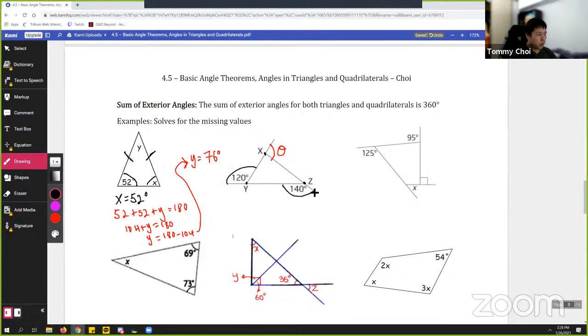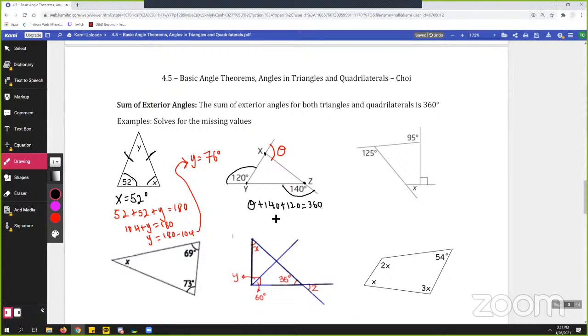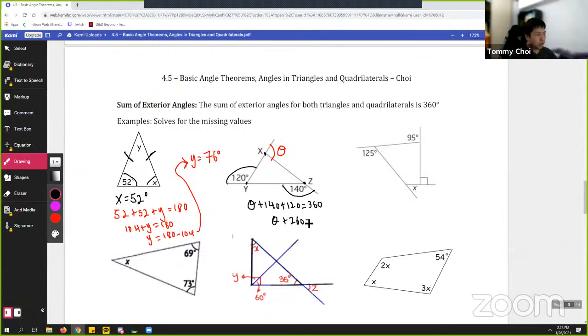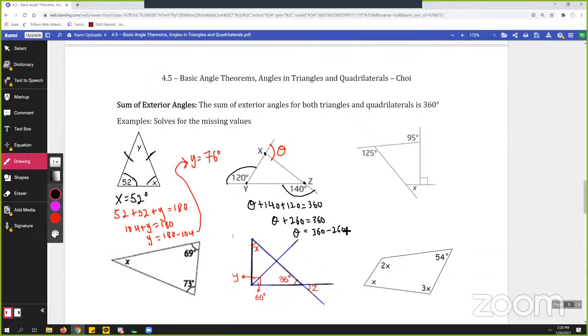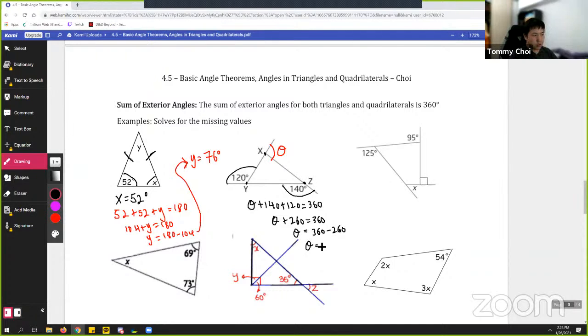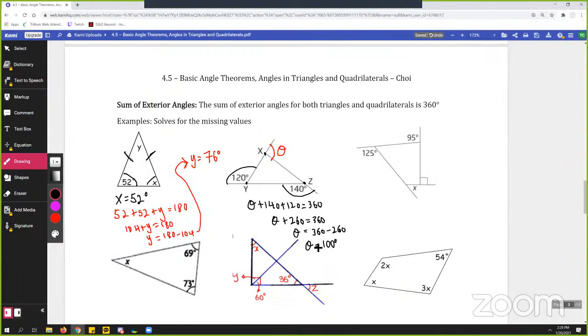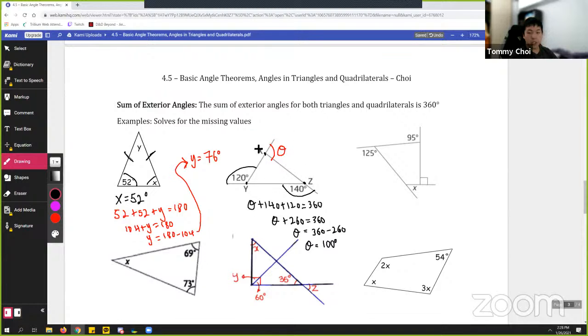The exterior angles are here, 140 and 120. And theta is also an exterior angle. So the rule is that all exterior angles add to 360. So my equation would be theta plus 140 plus 120 would equal 360. So theta plus 260 will equal 360. Theta equals 360 minus 260. So my final answer, theta is? Anyone? 100. 100. Thank you, James. 100 degrees. So theta is going to be 100 degrees, and we're done.